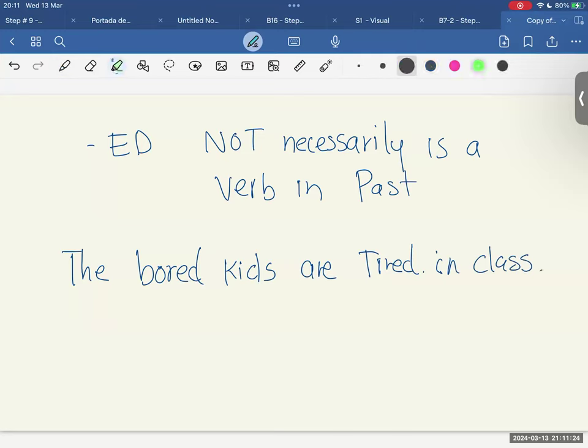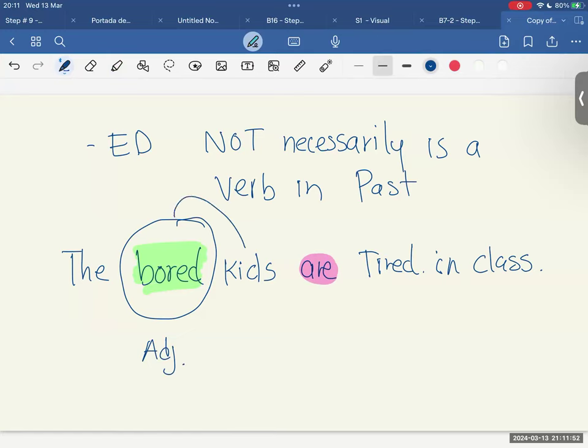Okay. ¿Qué hace su cerebro? ¿Ven esto? Y dice, ah, verbo en pasado. Right? No es un verbo en pasado. Which one is the verb in this case? Are. This is your verb, right? And that ed in this case is acting like an adjective describing what? Aburridos. The kids. Los niños aburridos o los niños que están aburridos, ¿no? ¿Están cansados en clase o qué? Están cansados en la clase, por ejemplo, ¿no? Sorry about my example.